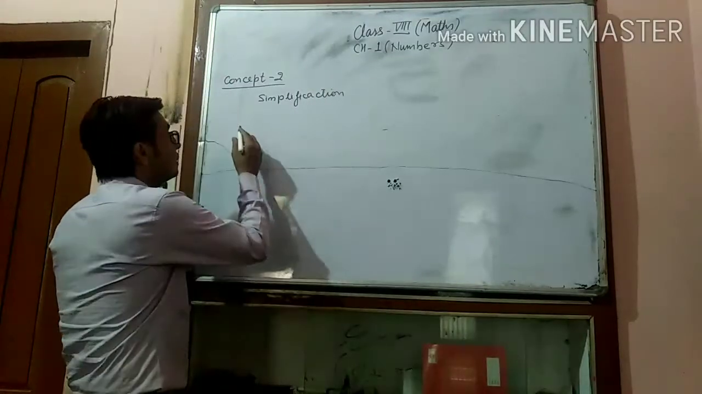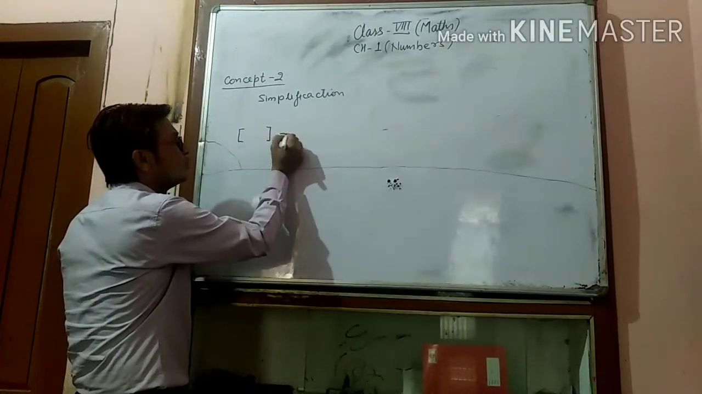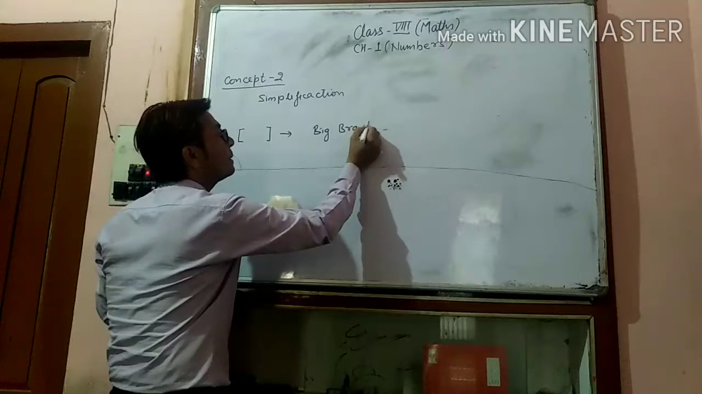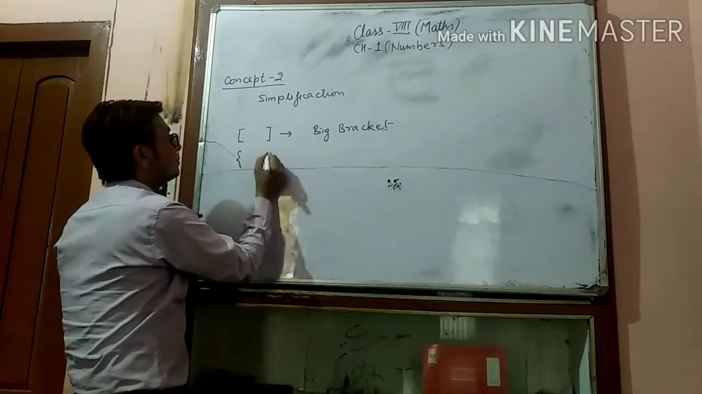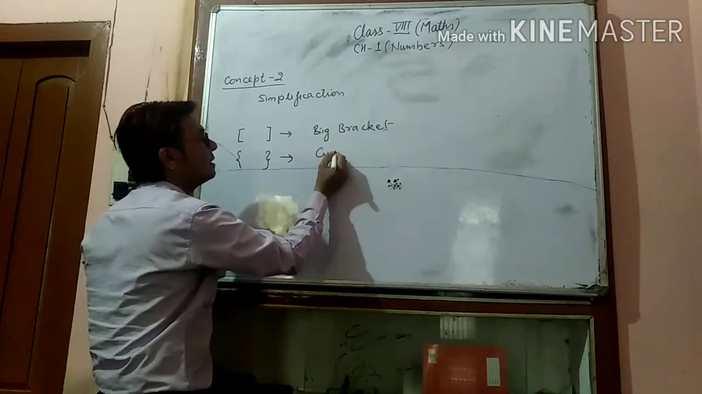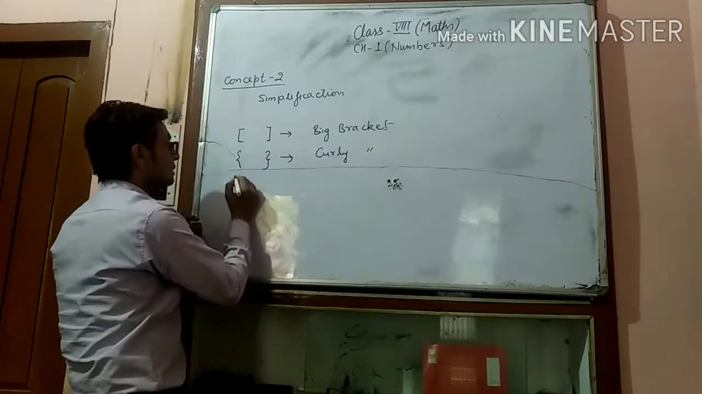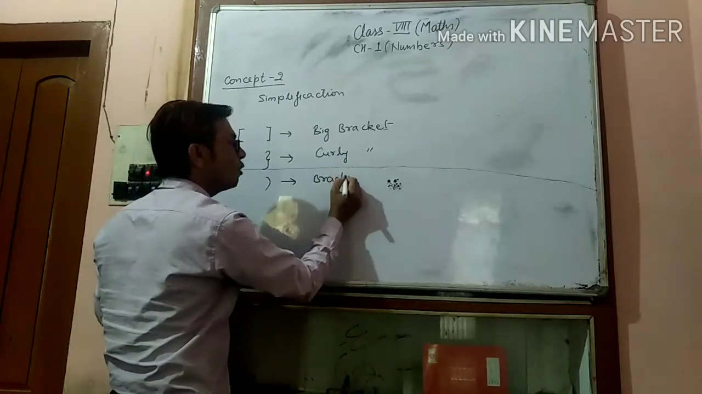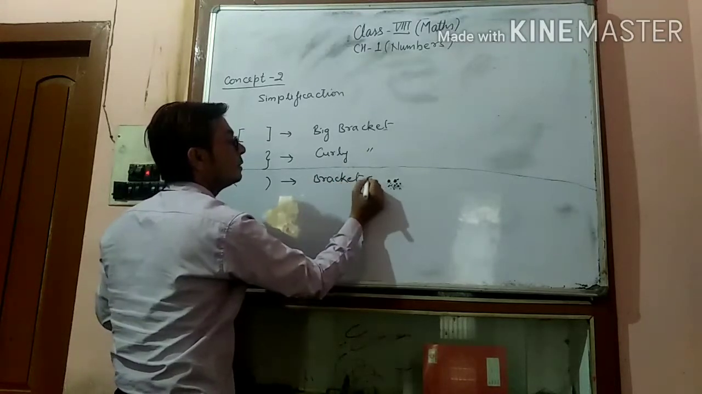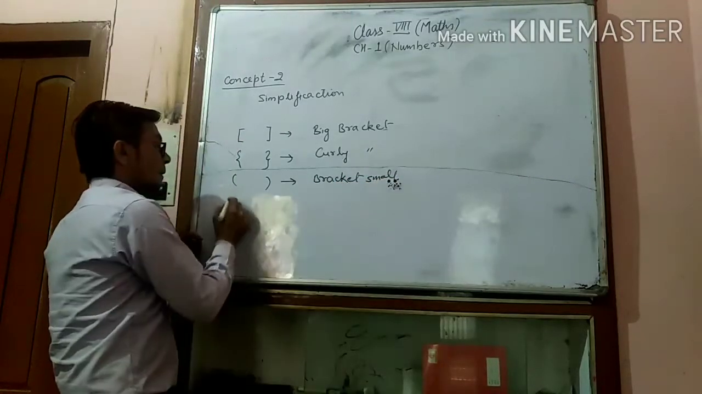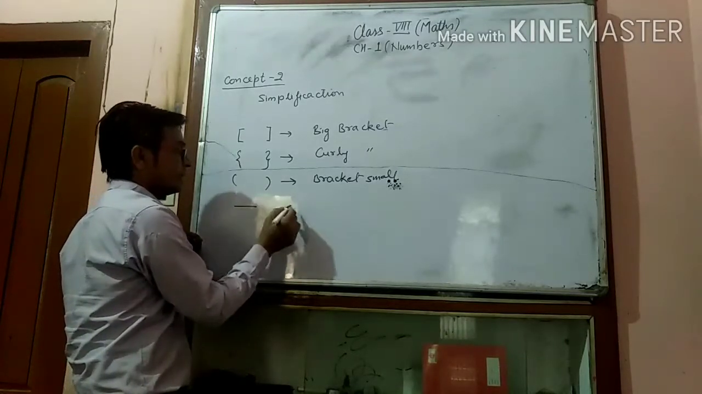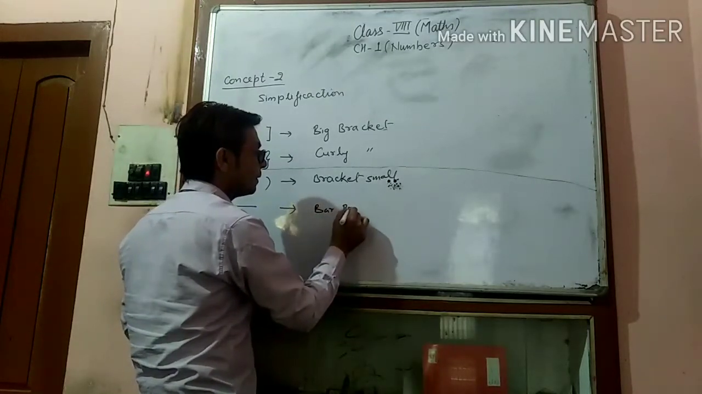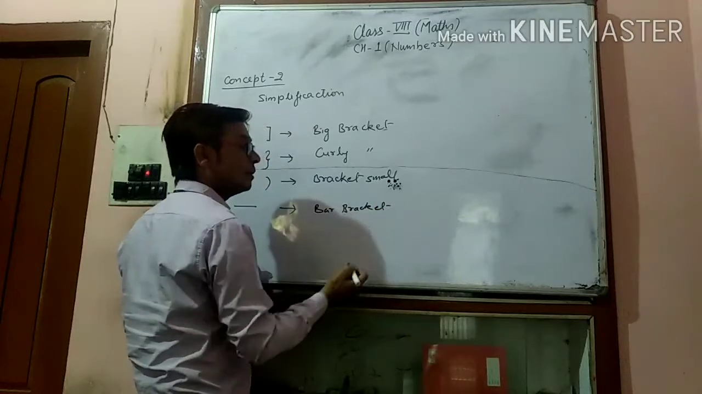First of all, this type of bracket is known as big bracket. This type of bracket is known as curly bracket. This type of bracket is known as simple bracket, a small bracket. And this is known as what? Bar bracket.